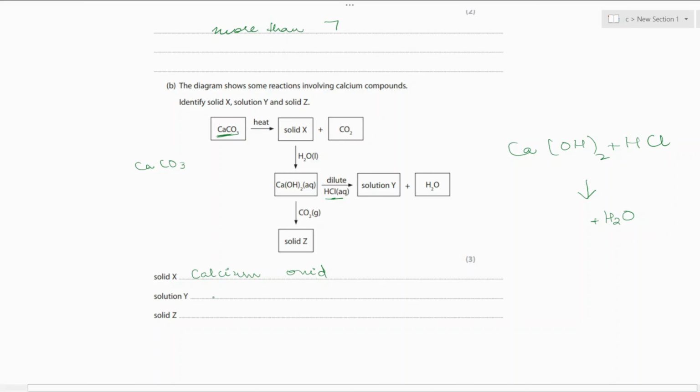So the formula is, what would be the formula? Formula of calcium chloride. CaCl2. Okay. Now, calcium hydroxide also reacts with carbon dioxide. What would it produce?